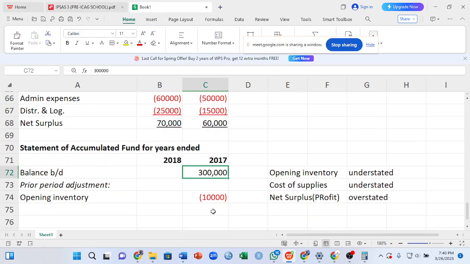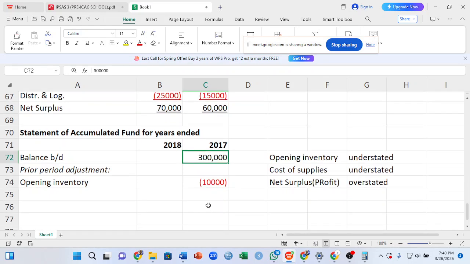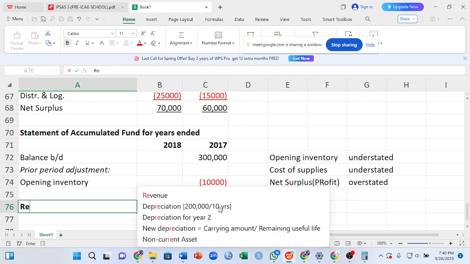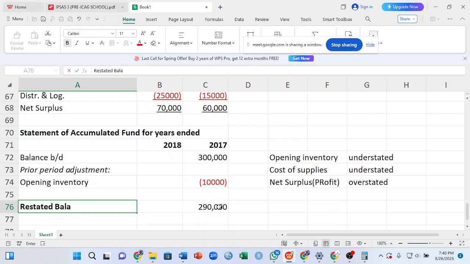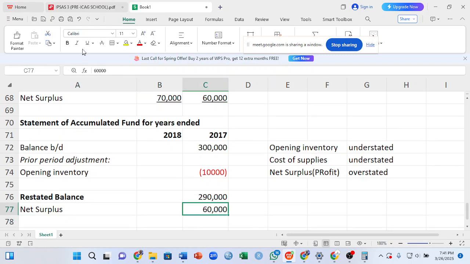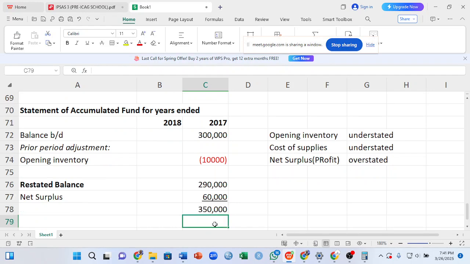So in doing that, we just look for the difference, which is the 290, right? Yes. So this is what we call restated balance. This will be our restated balance. Then we'll bring the net surplus for that period, which is 60,000. So 290 plus 60 will give us 350,000.